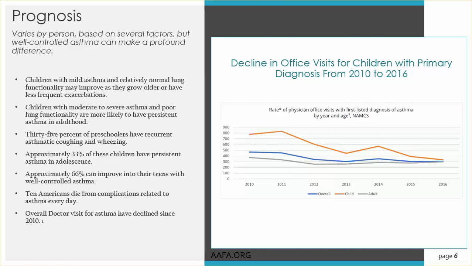Approximately one-third of children have persistent asthma in adolescence, and about two-thirds can improve into their teens with well-controlled asthma. An average of 10 to 13 Americans die from complications related to asthma each day, and with that said, the overall doctor visits for asthma have declined steadily since 2010. And you can see the graph on the right-hand side from the year 2010 to 2016. There actually has been a decline in doctor office visits for children with the primary diagnosis of asthma.